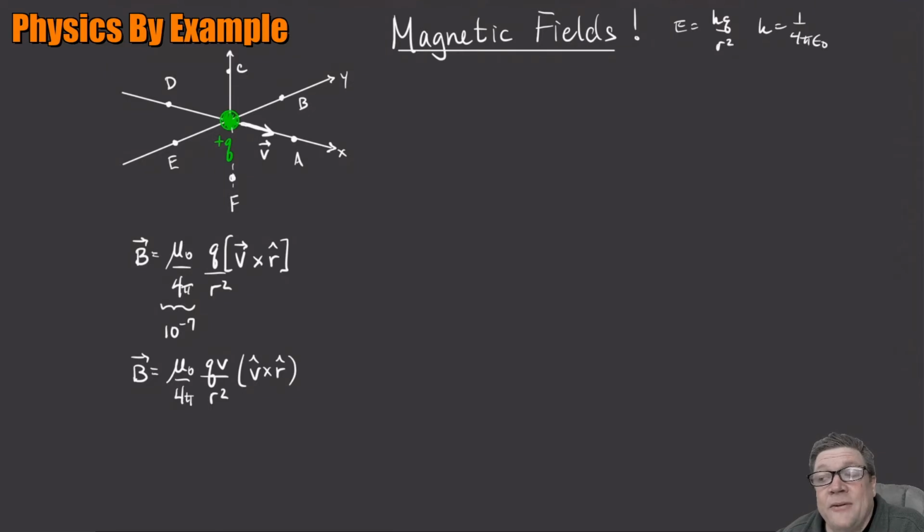Notice V hat cross R hat, that's the product of 2 unit vectors. So that's going to be another unit vector. So this thing out front is going to be the magnitude of the magnetic field. I'm just going to call it B naught, and that's going to be in Tesla, the SI unit of the magnetic field. So the magnitude of the magnetic field is given by that. And then I'm going to have this crazy thing that's going to give us the direction, V hat cross R hat. Okay, it's a cross product, right?